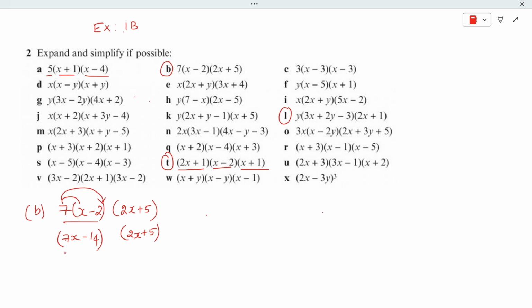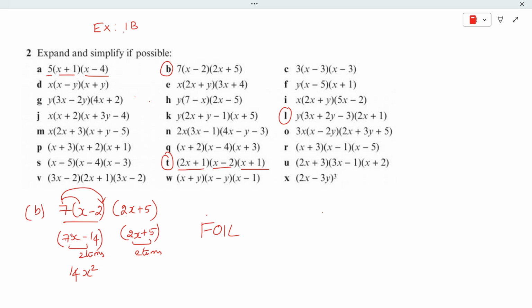So now I know this is a binomial, that is two terms multiplied with two terms. In this case, I can either use method 1 to solve or method 2, which is the FOIL method. So I'm going to use the FOIL method here. F stands for first. 7 times 2 is 14. x times x is x square. Always multiply the coefficient first, followed by the variable.